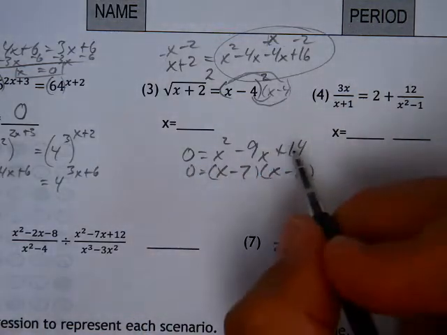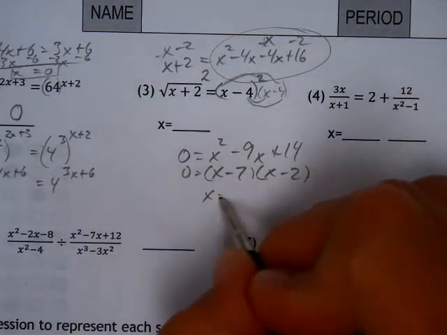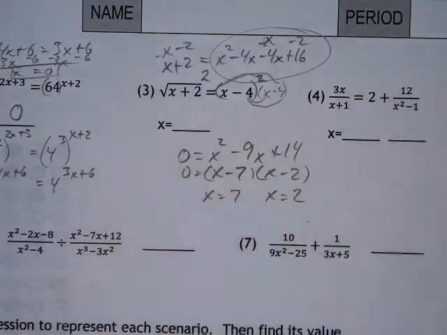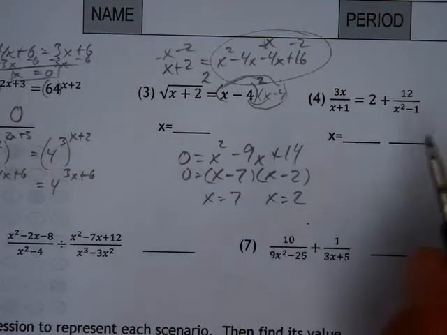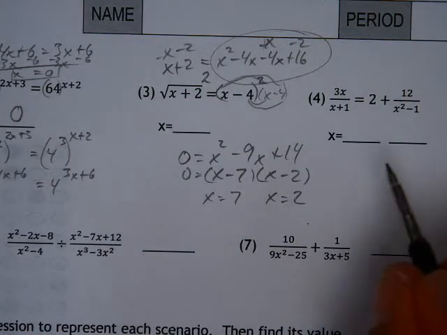Equals 0. Now you might think this is strange. I got two solutions. X equals 7, pretty cut and dry. X equals 2, but only one space. It's because one of these is an extraneous solution.